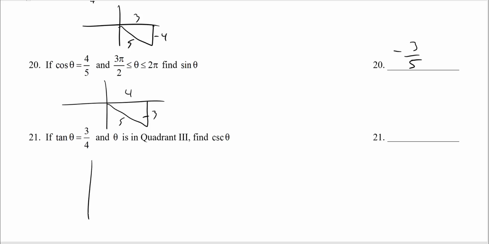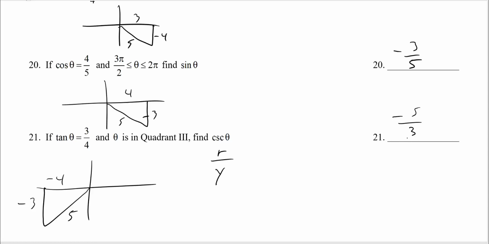One more here. We're in quadrant 3. It's telling me it's in quadrant 3, so just draw it in quadrant 3. And tangent is y over x, so it's 3/4. But be careful; these are both negative. Very, very important. And then find cosecant. Remember, cosecant goes with sine. Sine is y over r, so that's r over y. And this is of course a 3-4-5. So it's 5 over -3, or -5/3.